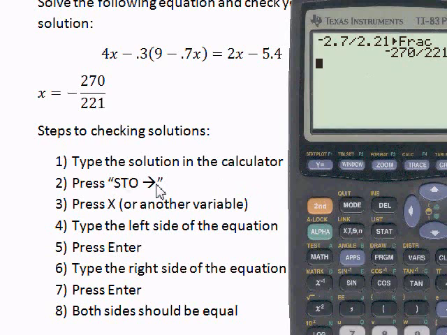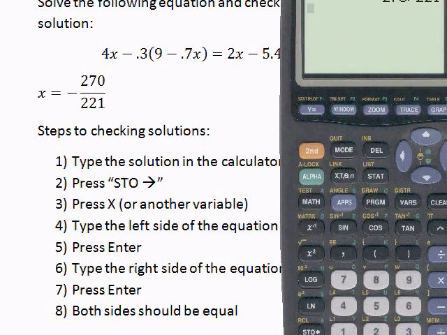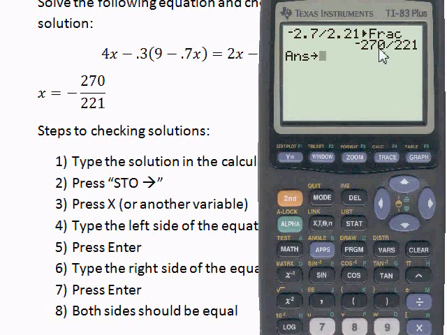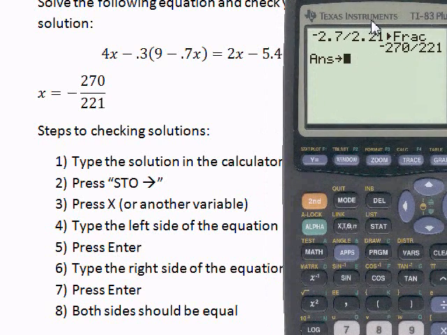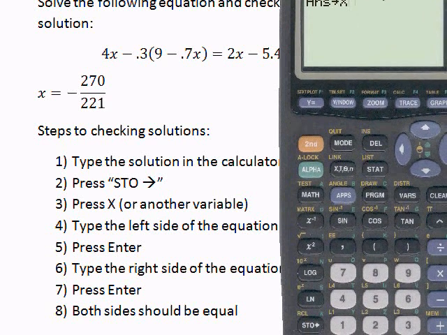We're going to press the STO button. Now the STO button means to store, so we're going to store, STO, and we should see a little arrow showing up, and the ANS again means that we're using the answer from before. So we're storing negative 270 over 221, storing it into whatever variable we want to store it into. Now since our equation used x, I'm going to store it as x. Now x is next to your alpha button, your green alpha button here. You press X.